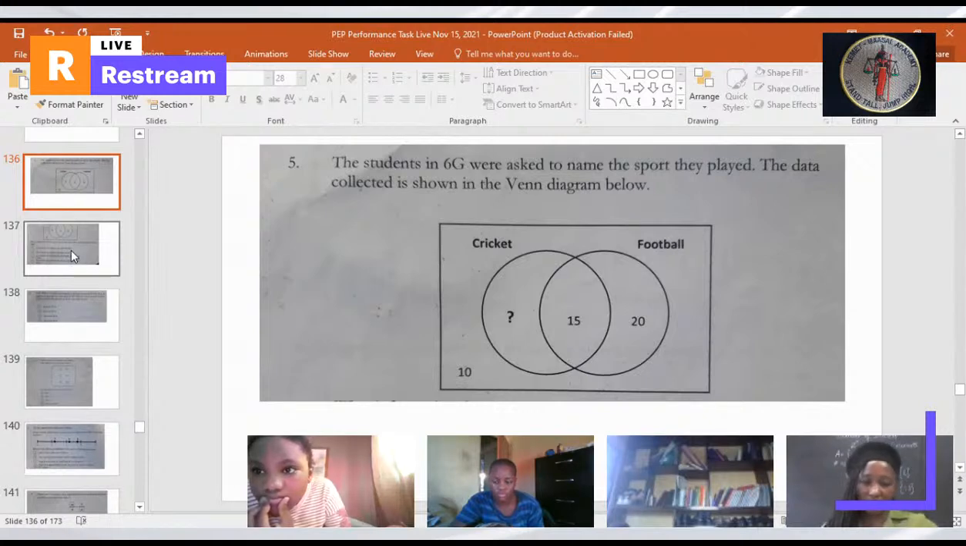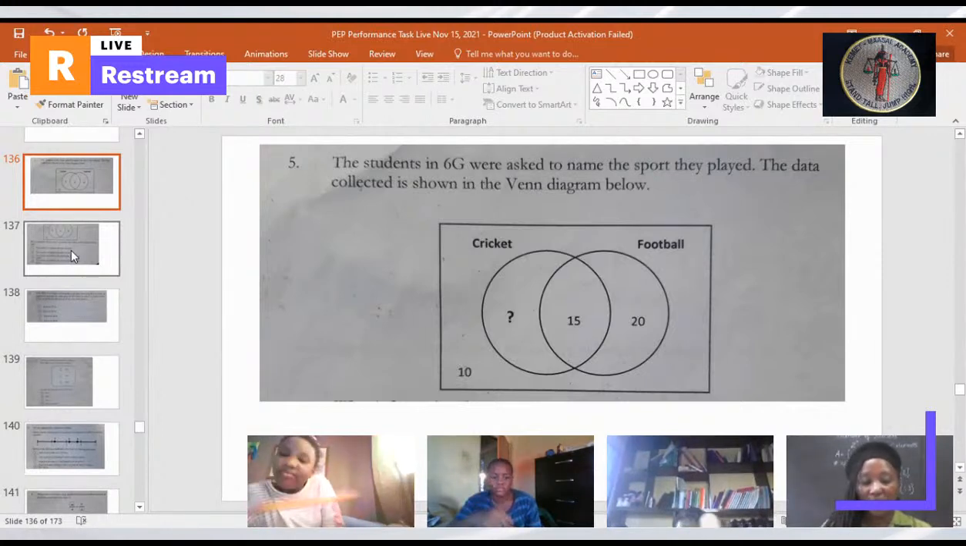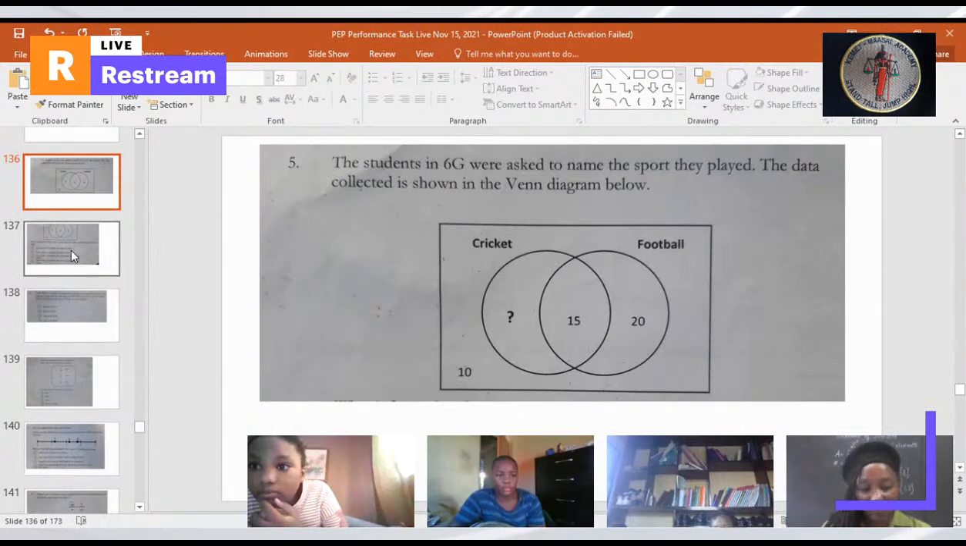No, no. All you would need to find out how many people play cricket only is to subtract those who play cricket and football from those who play cricket. So if we know the whole circle for cricket, we just need to subtract the 15 that play cricket and football, and we will get those who play cricket only.